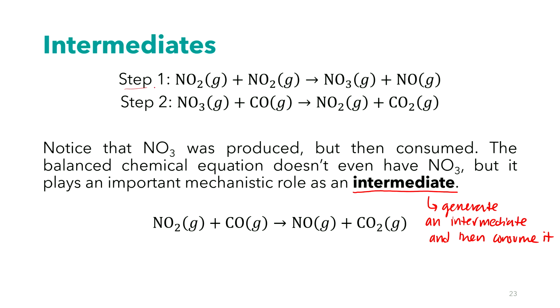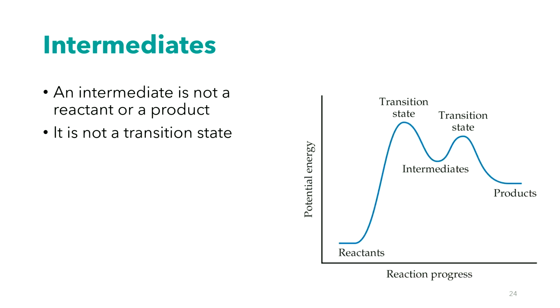What is this whole process? We're waiting for NO2 to hit another NO2 to make an NO3. And then that NO3 is what reacts with the carbon monoxide. So it was very important mechanistically, but when you just see the overall reaction, it's not even there. Okay, so yet again, this balanced equation hides a lot from us if it's a multi-step mechanism. All right, so just make sure we have intermediates right in our mind.